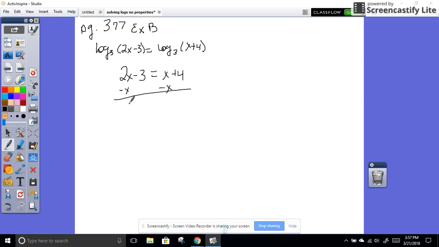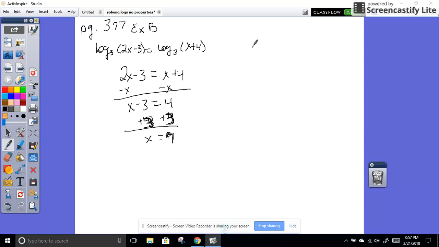Subtract x from both sides. X minus 3 equals 4. Add 4 to both sides. X equals, oh, I'm not doing that right. Add 3 to both sides. My bad. Add 3 to both sides. It's because I'm in a hurry. That ends up being 7.